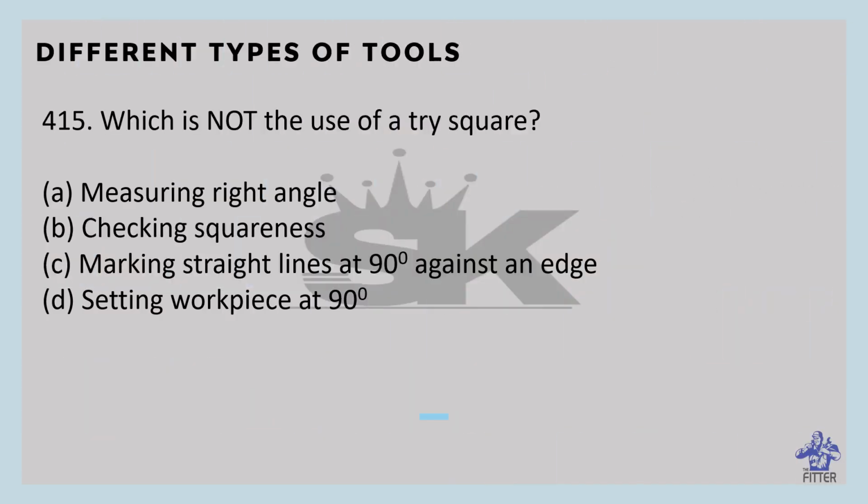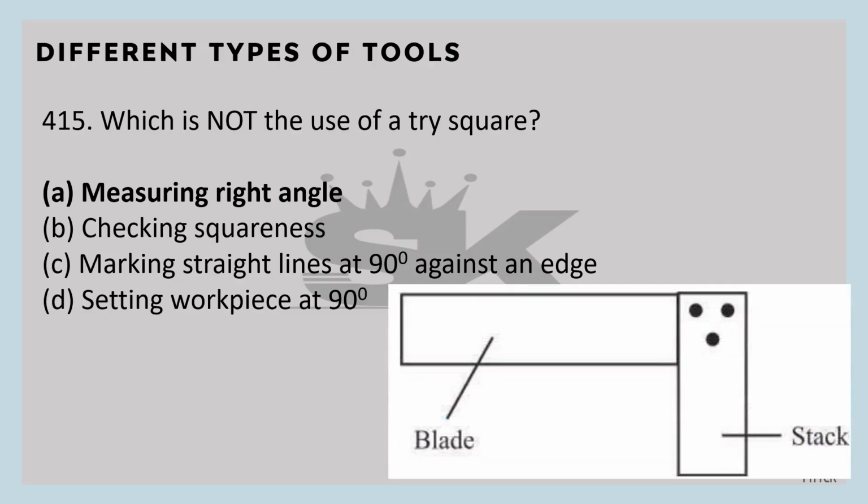Which is not the use of tri-square? Measuring right angles, checking squareness, marking straight lines at 90 degrees against the edge, setting workpiece at 90 degrees. So answer here is measuring right angles. We cannot measure right angles, but we can check it. It is for checking squareness and setting up workpiece at 90 degrees.